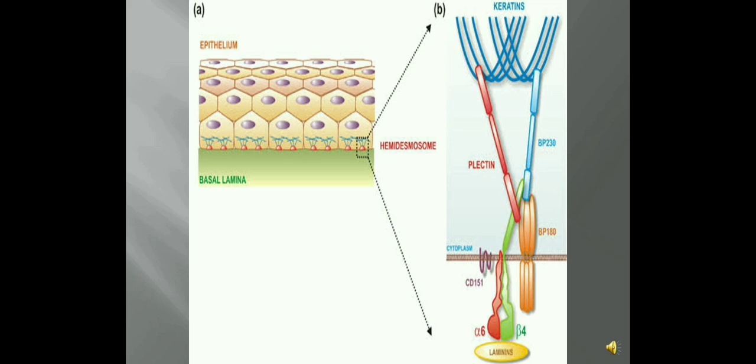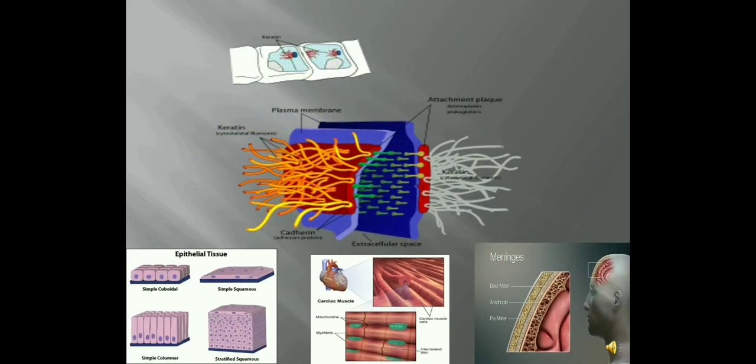Hemidesmosomes. These allow the cells to strongly adhere to the underlying basement membrane, and they maintain tissue homeostasis by giving signals. So these are strong because they hold themselves through the basement membrane and they provide signals. Then the next one is desmosomes. They provide mechanical strength to epithelial tissue, cardiac muscles, and meninges. As you can see the diagrams of all these here.